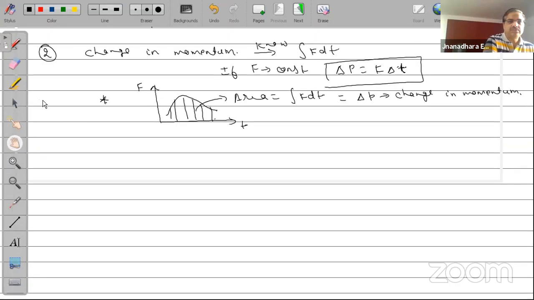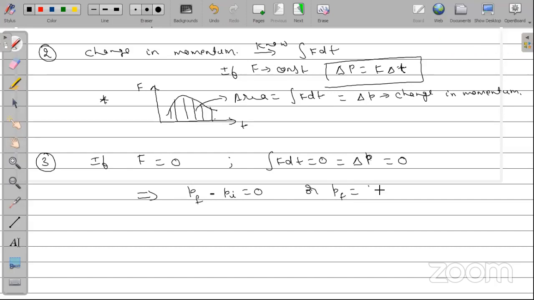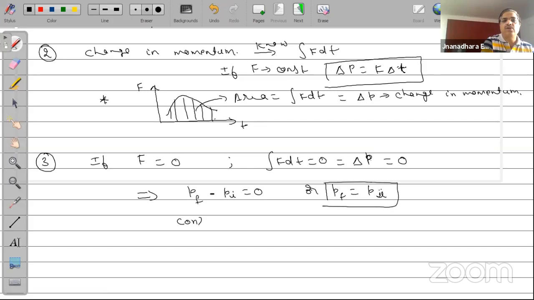Okay. Now, the third point to note here is if F is 0, then integral F dt will be 0, and that will lead to the idea that delta p is equal to 0. So delta p equal to 0 implies the final momentum minus the initial momentum is equal to 0, or the final momentum is the initial momentum. And this idea is what is called conservation of momentum.